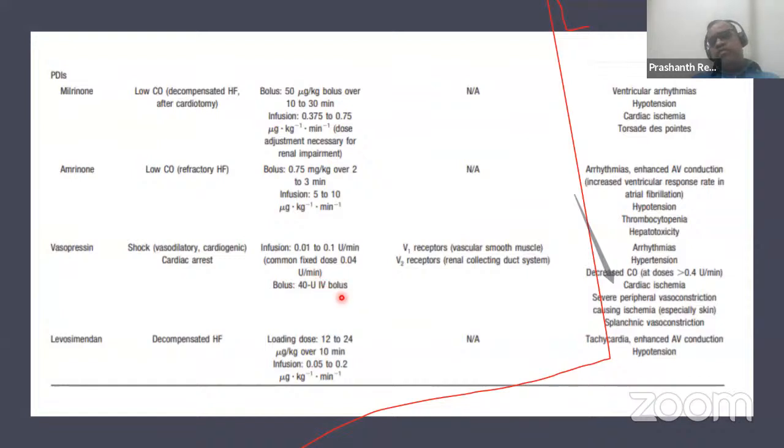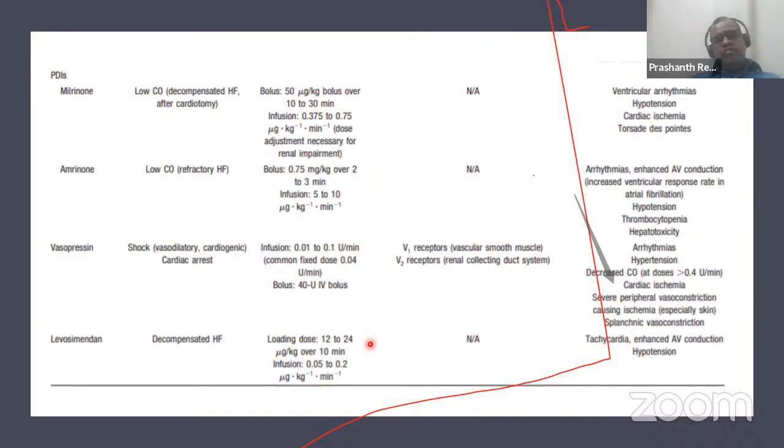A bolus of 40 units IV is usually given in resistant CPR because in CPR it has been shown to decrease the endogenous vasopressin levels. So vasopressin, if given, has shown to have some benefit.